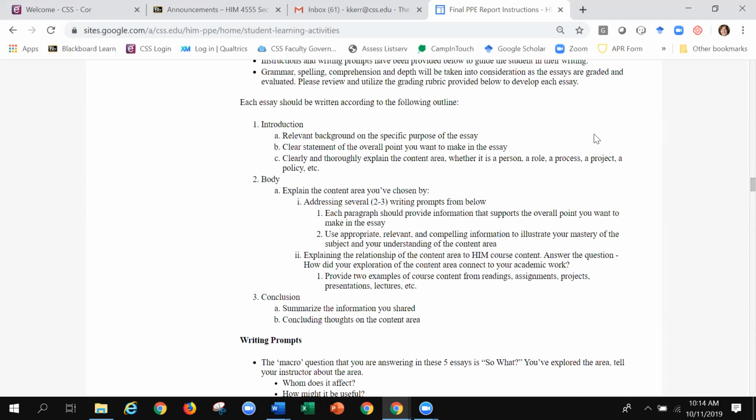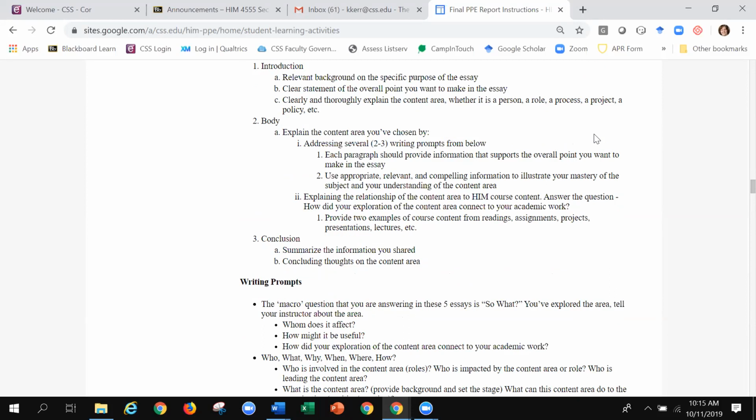I am going to be looking at every paragraph. You should provide some relevant background on the purpose of the essay. I want you to make a clear statement of the overall point you want to make in the essay. What is it that you're trying to convey to your audience, to me, your instructor? And then I want you to clearly and thoroughly explain the content area. Give that background information on what it is, whether it's a person, a role, a process, a project, or a policy, whatever it is, explain it.